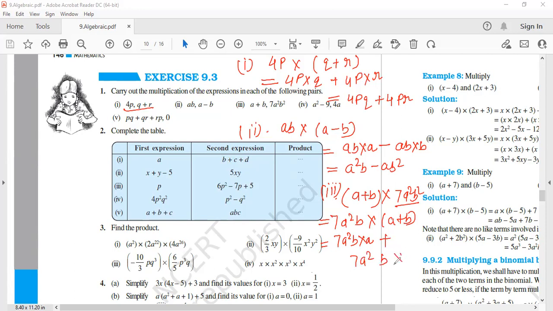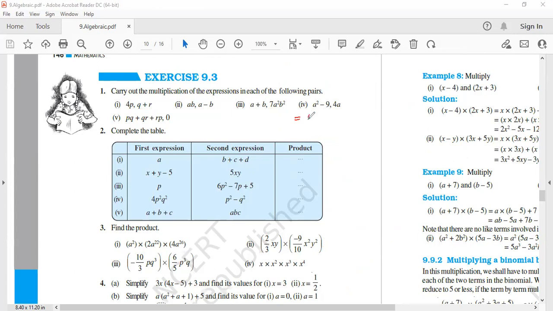So now 7a square b is multiplied with a, plus 7a square b is multiplied with b. So it will give you 7a cube b plus 7a square b square. This is the answer for the third question, third part I'm talking about. Okay. Similarly, we will solve fourth and fifth.